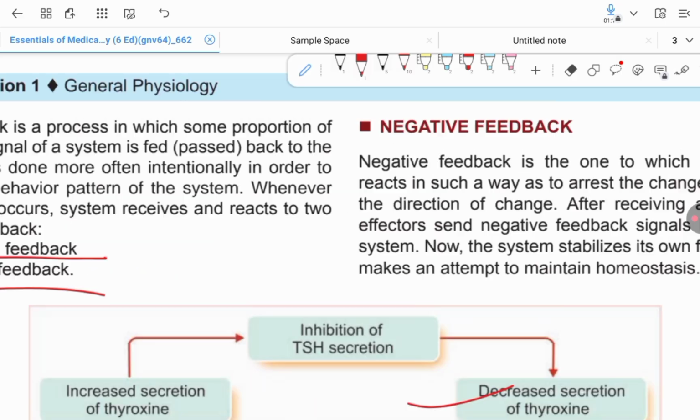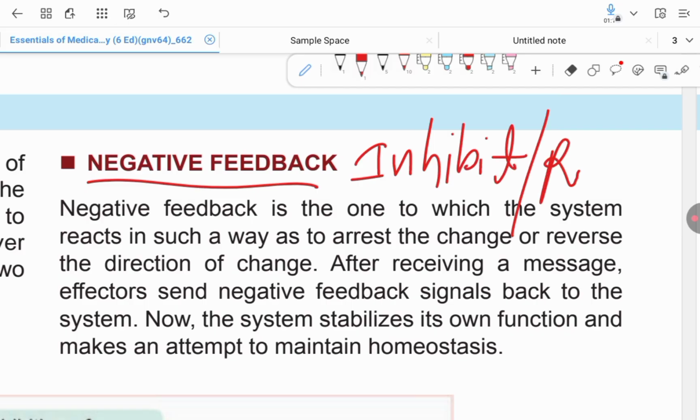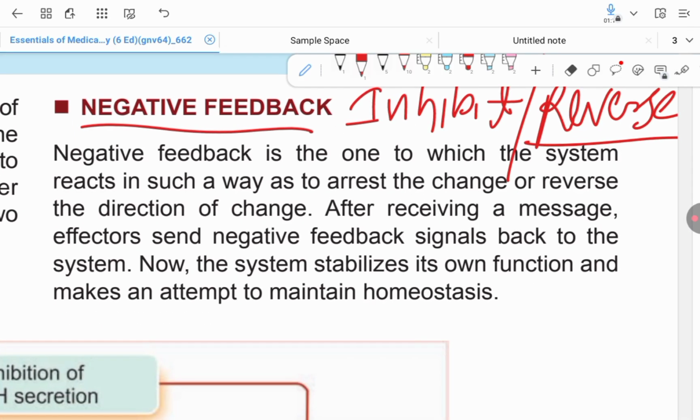In negative feedback, the effector which treats the change will either inhibit or reverse the change. Inhibit the change, or reverse the direction of a change.